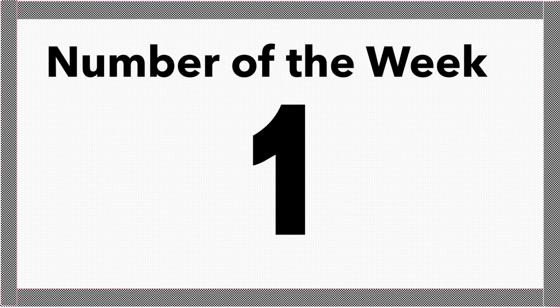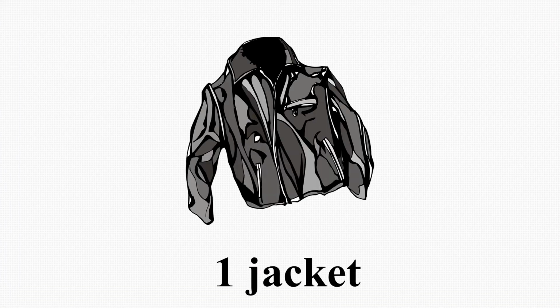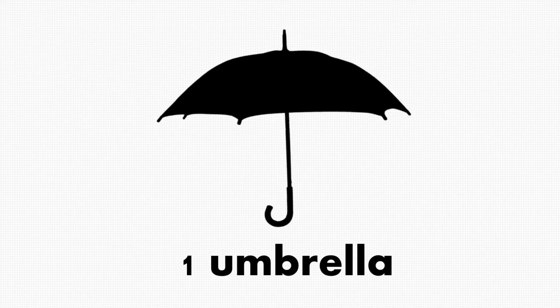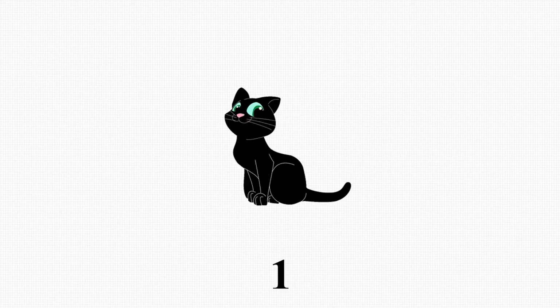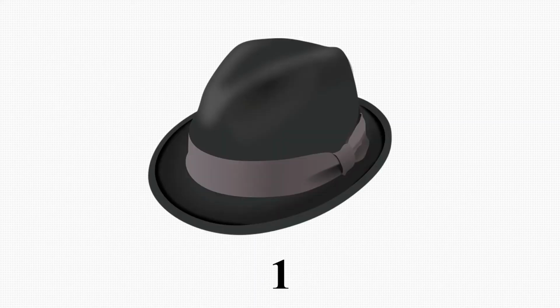The number of the week is 1. 0. 1. 1 jacket. 1. 0. 1. 1 umbrella. 1. 0. 1. 1 dog. 1. 0. 1. 1 cat. 1. 0. 1. 1 hat. 1.